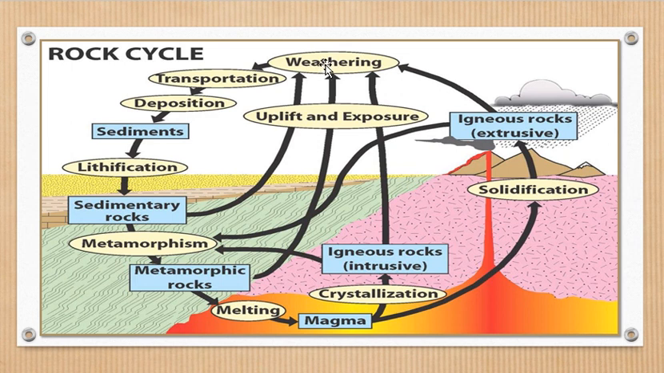So let's start with the process of weathering. Weathering is the process wherein rocks are broken into small pieces, what we call clasts. So if big rocks are exposed to some factors, physically or chemically, they break apart and become small pieces or clasts.